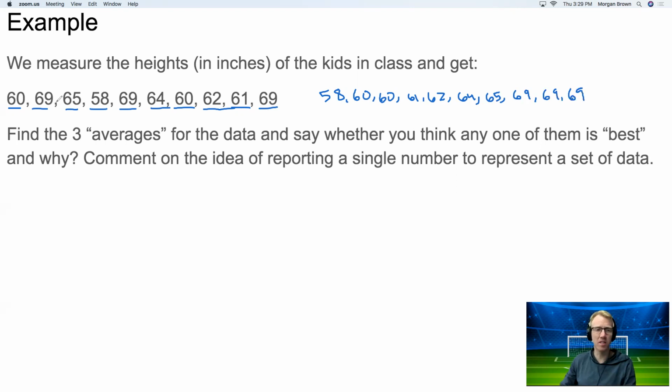As you underline them, you can easily make sure you didn't miss any. If you don't underline any, it's really hard to keep track. You can also count how many you had. 1, 2, 3, 4, 5, 6, 7, 8, 9, 10, to make sure you didn't miss any.